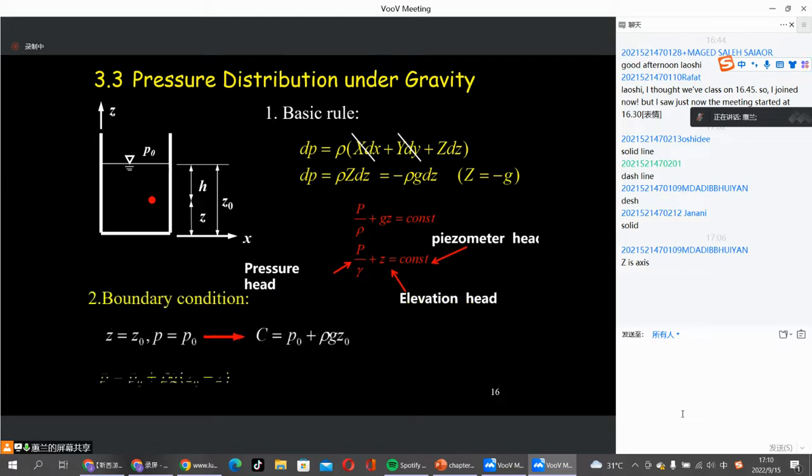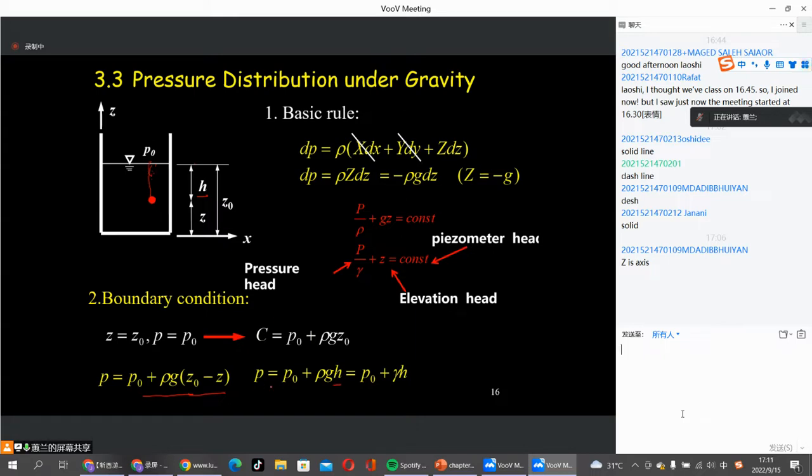Finally, we got P is equal to P naught plus rho g, Z naught minus Z. Z naught minus Z, we use h. H is actually the depth to the free surface. H is the vertical distance to the free surface, and we name it the depth.